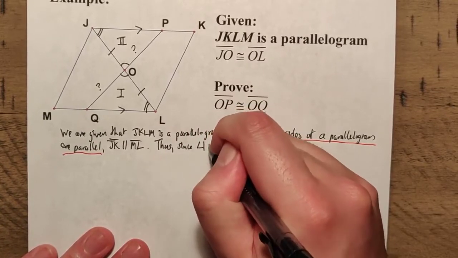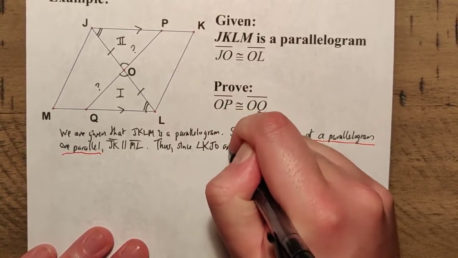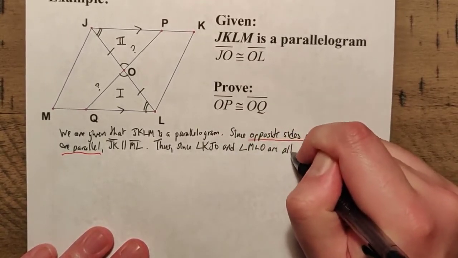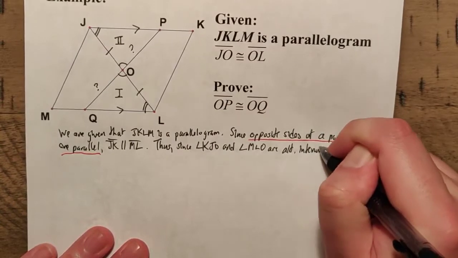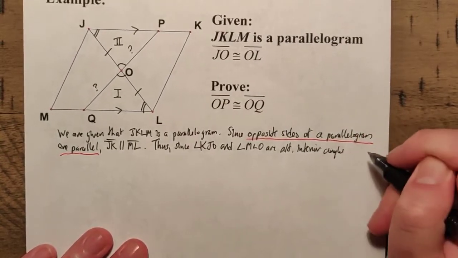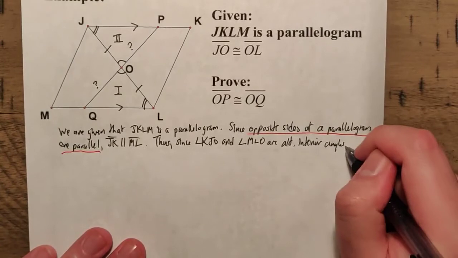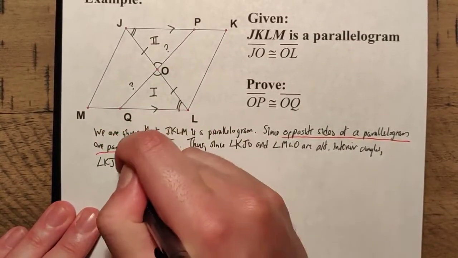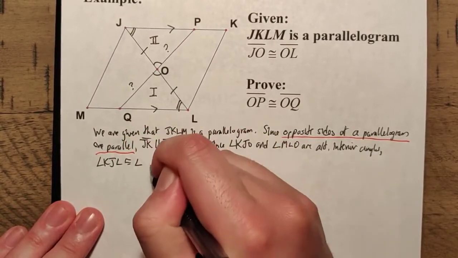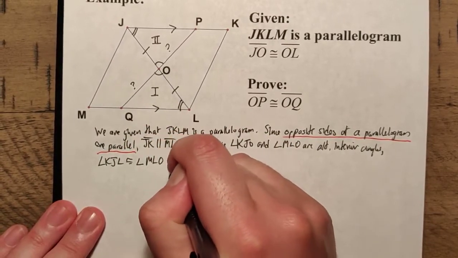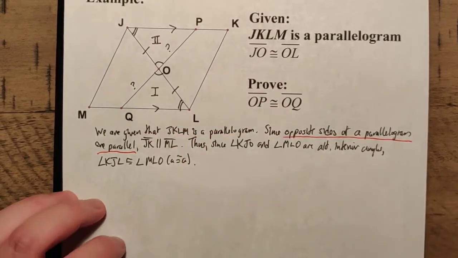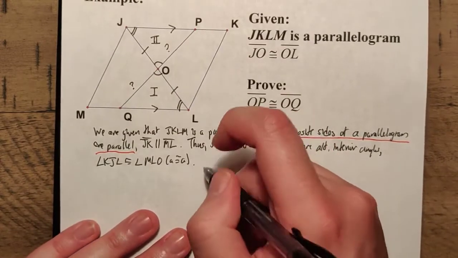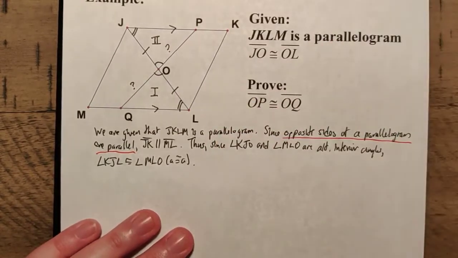Thus, since angle KJO and angle MLO are alternate interior angles, angle KJL is congruent to angle MLO. And that's a pair of angles here, right? So we note that we have this sort of thing going on here, okay? All right, now we can just continue our introduction here, right?